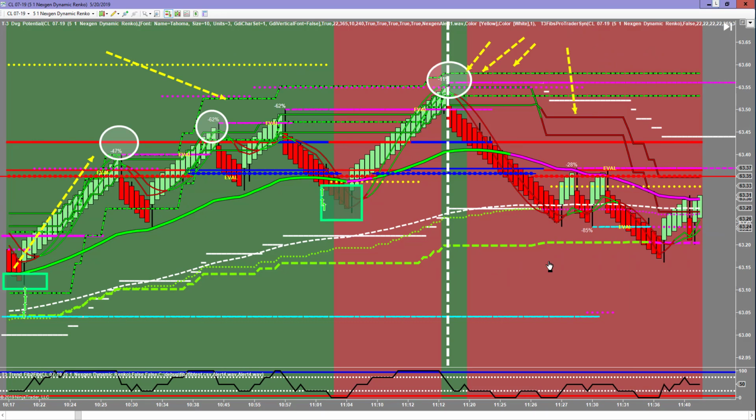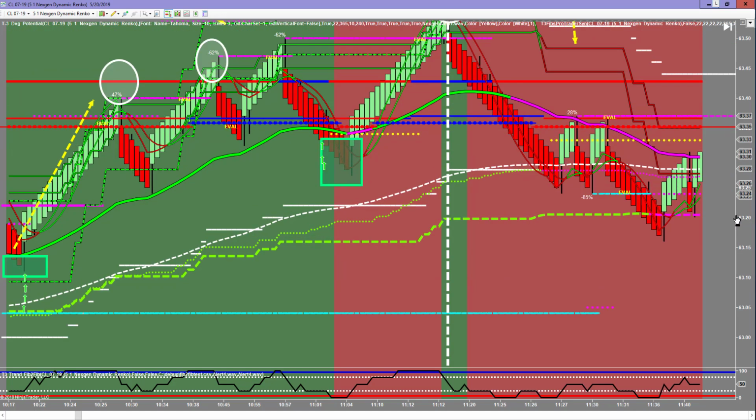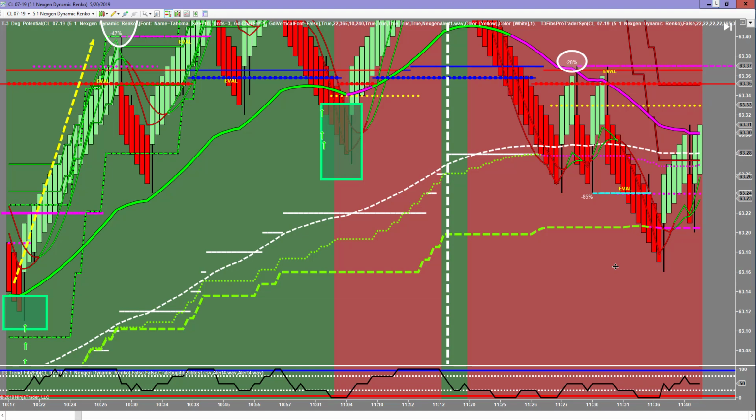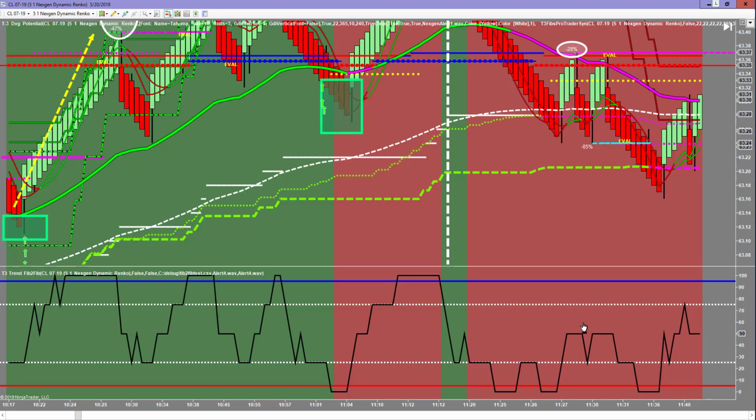The background color changes. Do we get to go short right here? Technically, it doesn't fit the rules. And the only reason it doesn't fit the rules is because the Fib to Fib oscillator didn't get to 75.